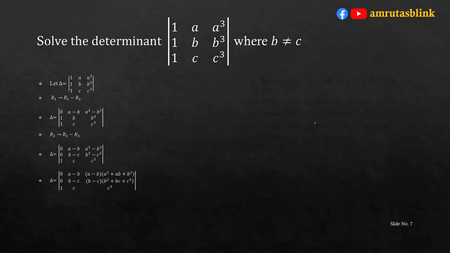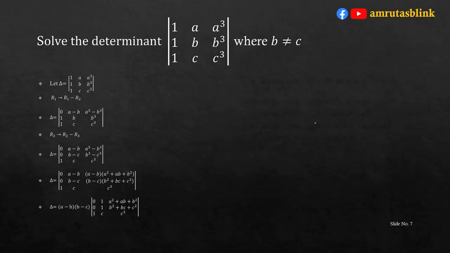Now, what are the factors of a³ minus b³? That is (a minus b) into bracket a² plus ab plus b². Similarly, second row will become 0, b minus c and factors of b³ minus c³ as (b minus c) into bracket b² plus bc plus c², and third row as it is, that is 1, c and c³. Now, we will take a minus b and b minus c common. In column 2 and column 3, a minus b is there and in column 1 there is 0. So, we can take from row 1 a minus b common and from row 2 b minus c common.